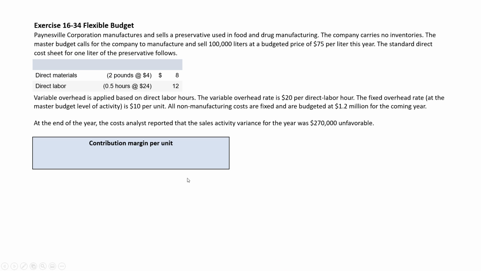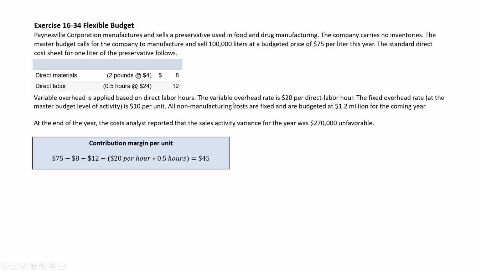So let's jump into calculating contribution margin per unit. My overall selling price is $75 per unit. Recall, contribution margin is sales minus any variable costs. Those variable costs would include my $8 of direct material, because it takes 2 pounds at $4 each. It would include my $12 of direct labor, a half an hour at $24 per hour, and it would also include any variable overhead.